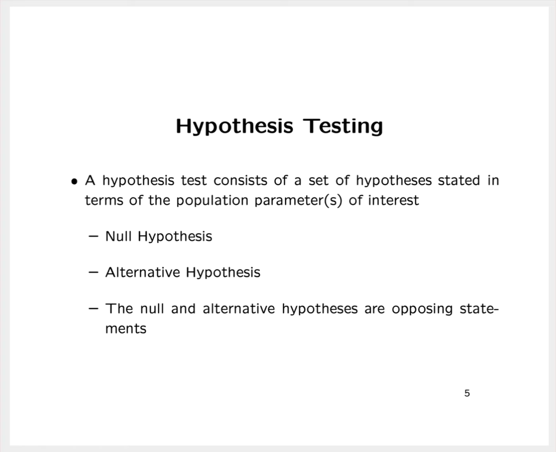Now, a hypothesis test consists of a set of hypotheses stated in terms of one or more population parameters of interest. There are two hypotheses. We will call them the null hypothesis and the alternative hypothesis. They are stated in such a way that they are opposing statements. They are opposites or logical complements of each other. So in setting them up that way, exactly one of those statements is going to be true.